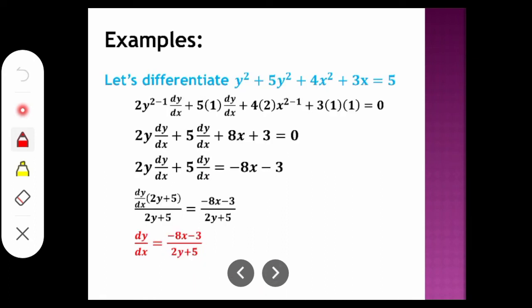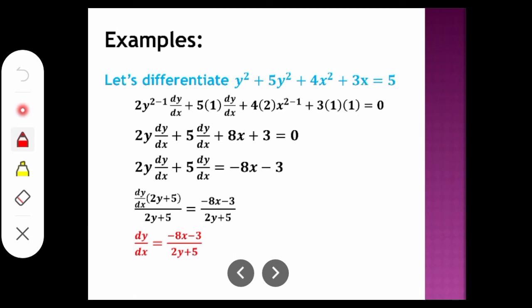Okay, next example naman tayo. Let's differentiate y squared plus 5y plus 2x squared plus 3x equals 5. So we get 2y raised to 2 minus 1 times dy over dx, plus 5 times 1 times dy over dx, plus 4 times x raised to 2 minus 1, plus 3 times 1 equals 0. So 2y dy over dx plus 5 dy over dx plus 4x plus 3 equals 0.